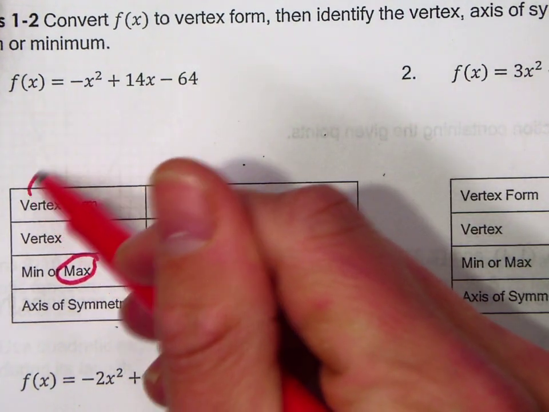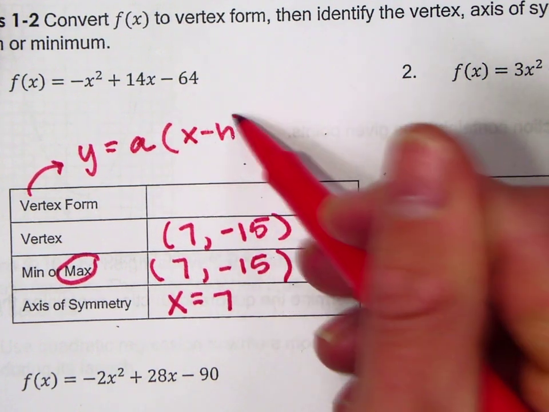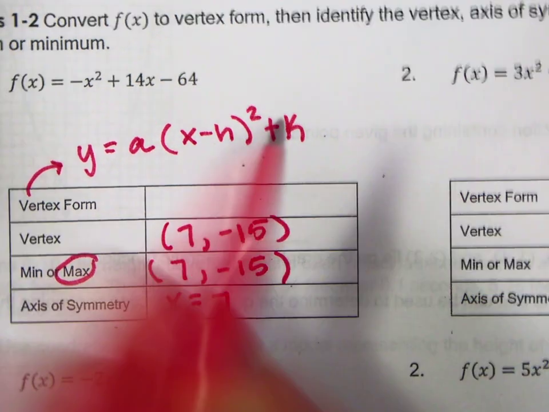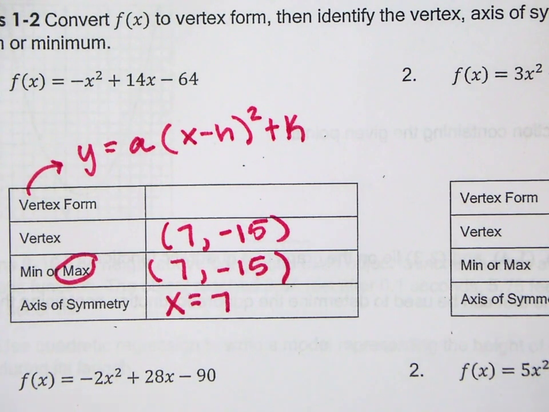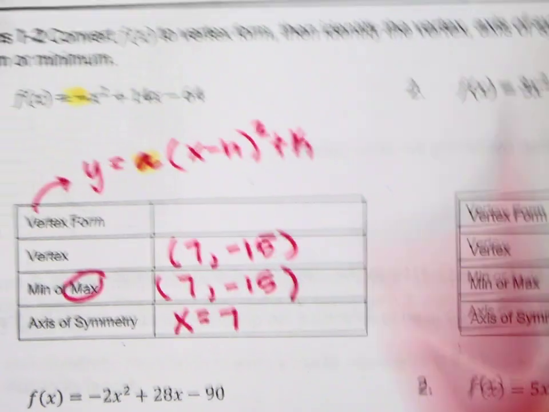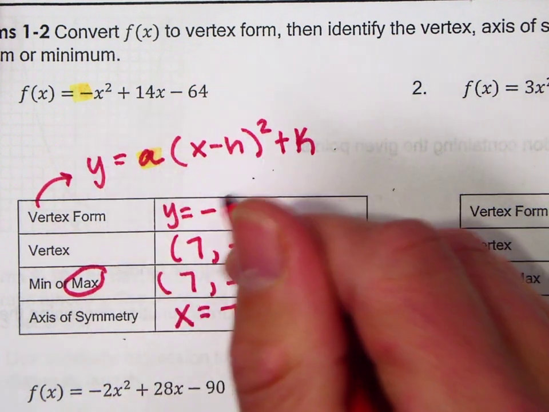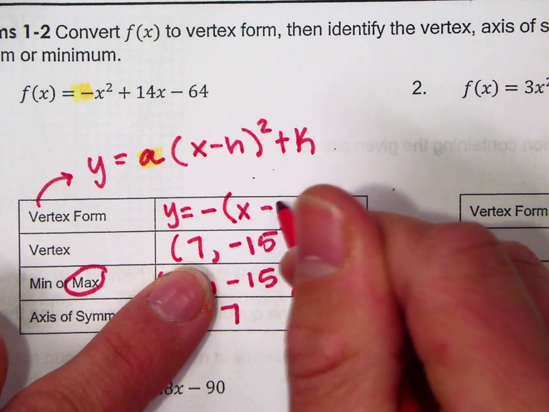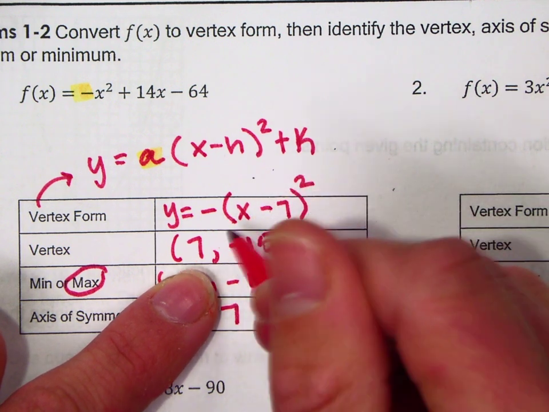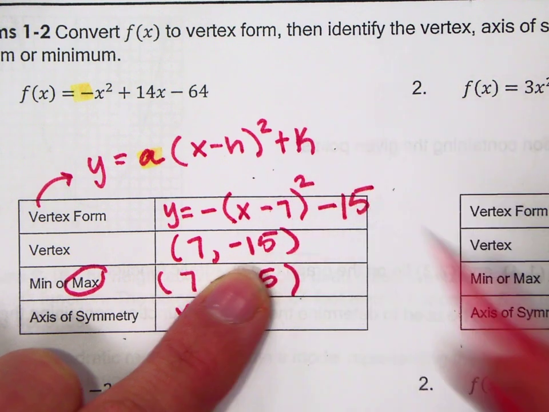Now vertex form is y equals a times x minus h squared plus k. The a value in vertex form and the a value from standard form are going to be the exact same thing. All right, so y equals negative, because it's negative right there, parentheses x minus 7 squared. 7's coming from the vertex. The h and the k are from your vertex. And then plus k, so my k is negative 15, so I'm going to put minus 15.